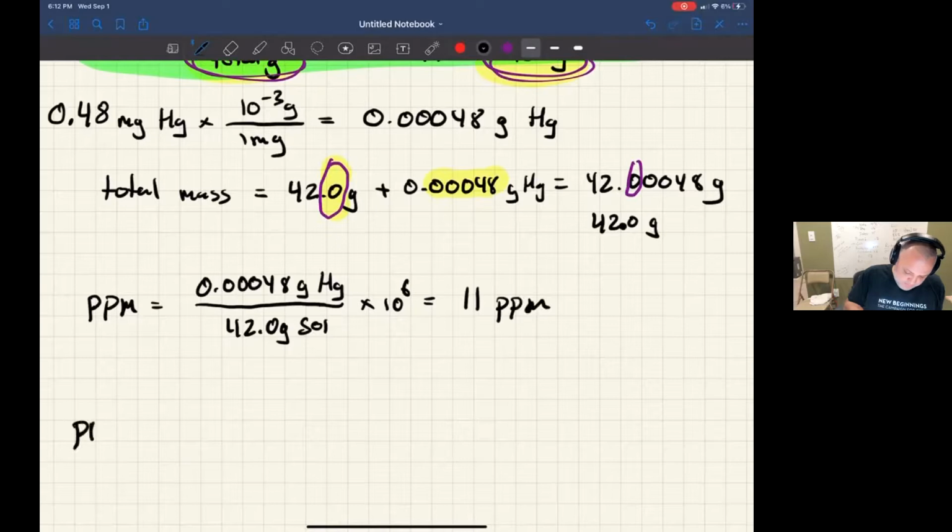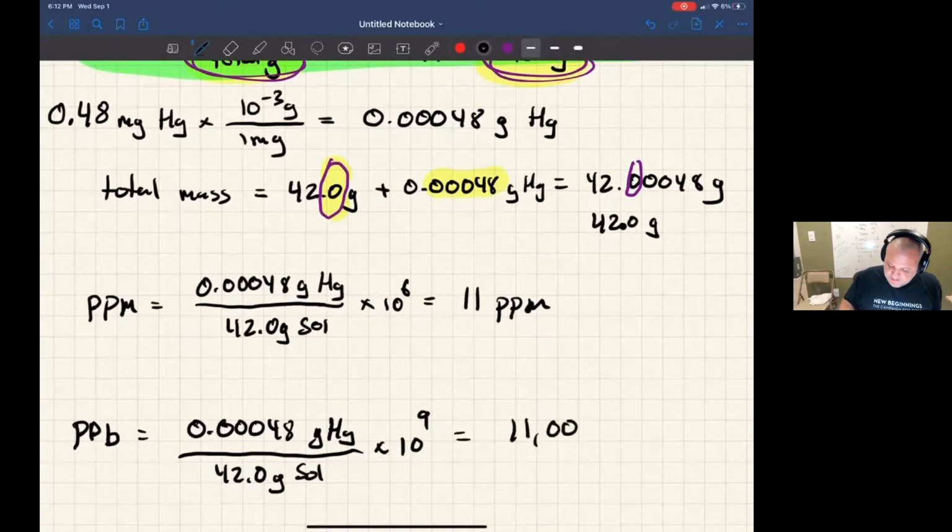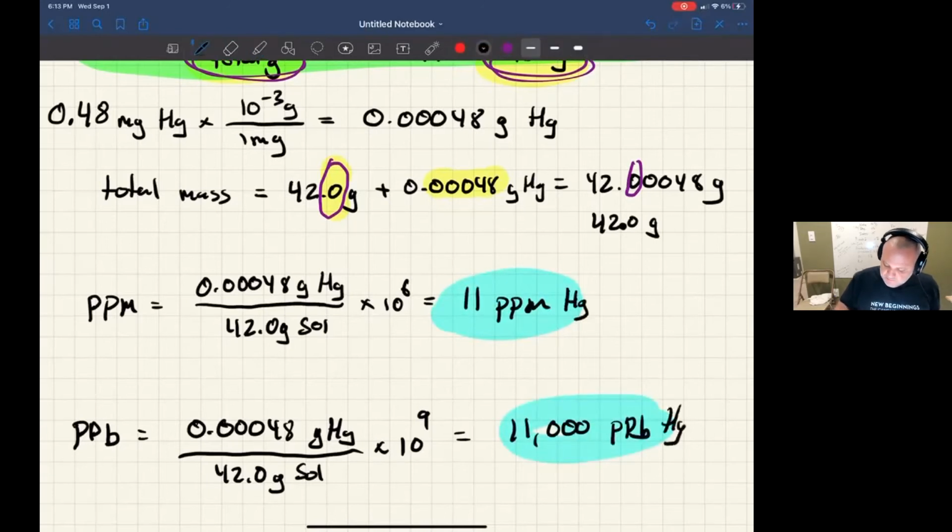If I want to do parts per billion, I take the same ratio, 0.00048 grams of mercury divided by 42.0 grams of solution or sample, and this time I multiply it by a billion. I'm going to get 11,000 parts per billion in this case. And so I've gotten both parts per million and parts per billion of mercury. So I'm done with the problem. Okay, that's it.